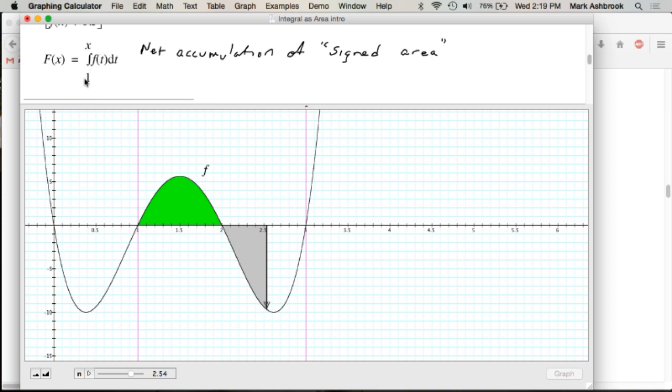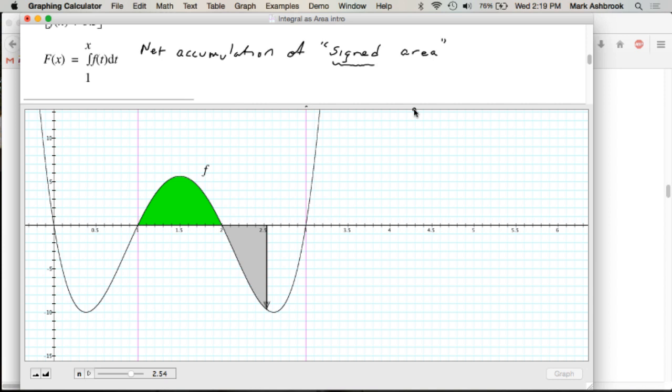So that's why we can't say this is an accumulation of just plain old area. Why? Because area is a positive quantity always. You can't really have negative area, okay? Area is always a positive quantity. But if we want to frame integrals in terms of area, then we can think about what's called signed area, which means we're going to allow for signed area to be positive or negative.